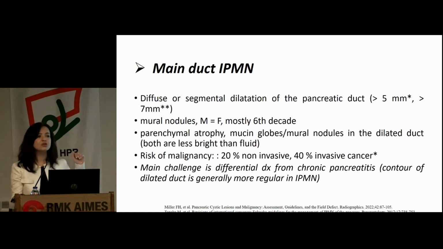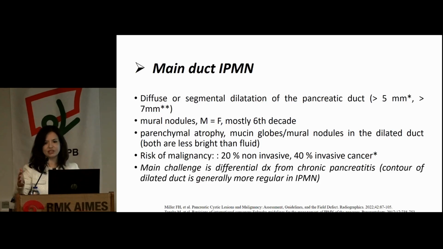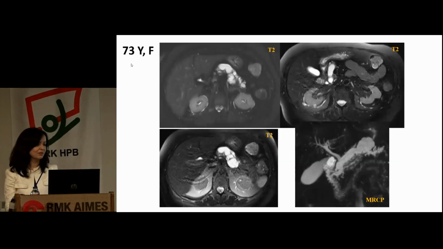Here, the main challenge is to differentiate this entity from chronic pancreatitis, because they will both have parenchymal atrophy, they will have ductal dilatation. Of course, we need clinical correlation like alcohol consumption. Presence of calcifications or intraductal stones will favor the diagnosis of chronic pancreatitis. And also in chronic pancreatitis, when you compare with IPMN, the dilated duct will be more irregular, but this is not a rule. And we also know that both entities may coexist at the same time. So this makes things more complicated from radiologist's perspective.